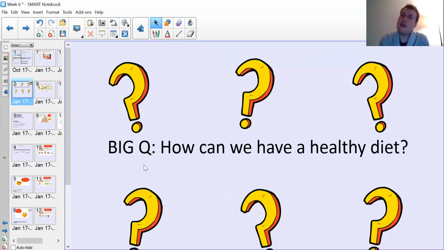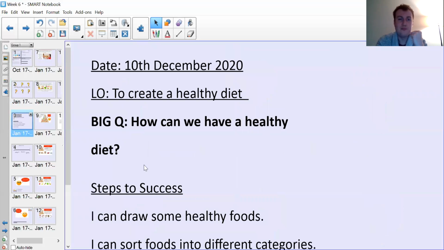So what does healthy mean? Well, healthy means that it is good for you. Okay, that when you eat it, it has a positive impact on your body. Some food is considered unhealthy, some food is considered healthy. Tell your adult one unhealthy food, one healthy food. Okay then, let's move on.